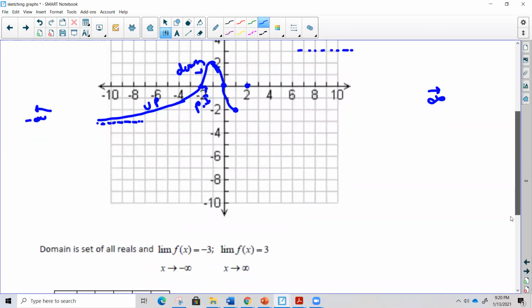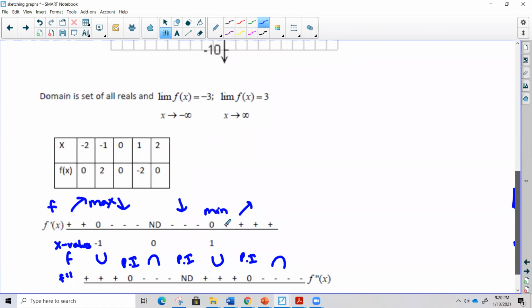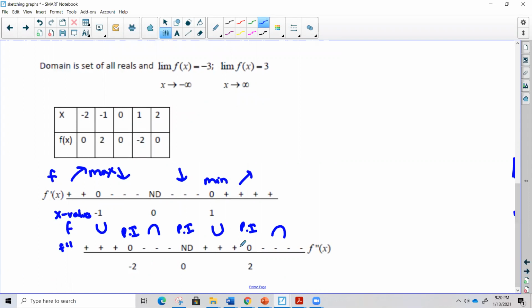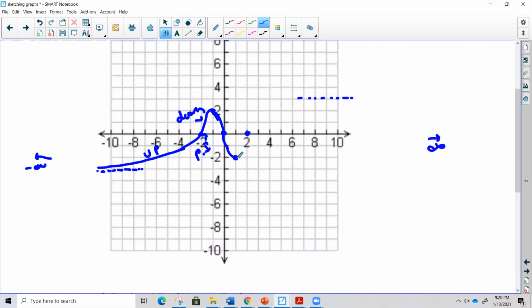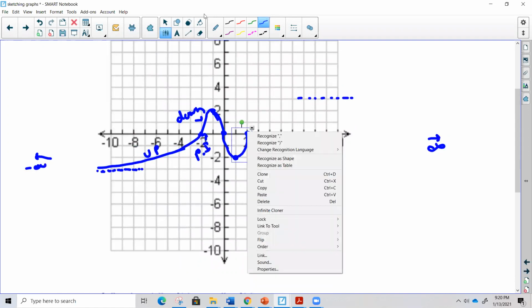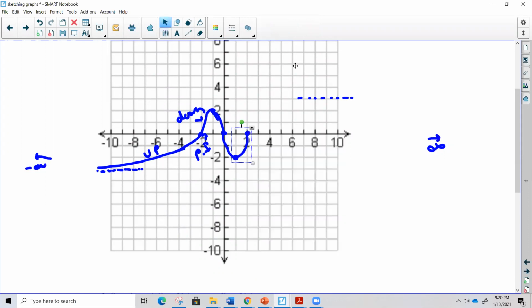Okay, and then at 1, I start increasing. That should be a min. And I'm going to stay concave up until I get to 2. And then at 2, I'm going to change to concave down. So I'm going to go concave up and increasing to 2. And then I'm going to do my best to start curving downwards. So from here, I'm going to curve down. And then again, I'm going to trace this asymptote. So I'm going to get really close, but not cross it.